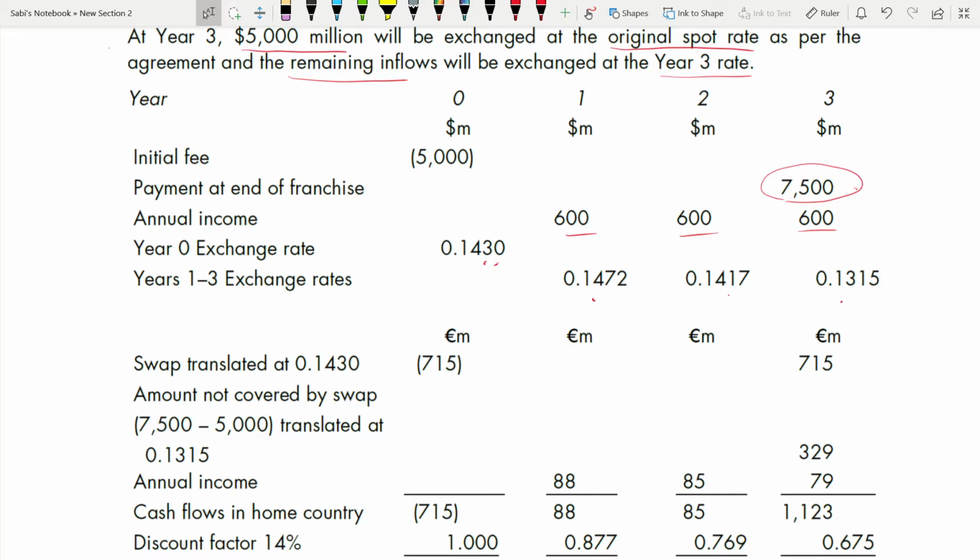So 5,000 multiplied by 0.1430 is 715. This 715 you are paying, you will be receiving this 715 at the end of the 3 years. It's a swap, don't forget, and it will be at today's spot rate. That's why it's 715 only. It didn't change. They have also written swap translated at 0.143.